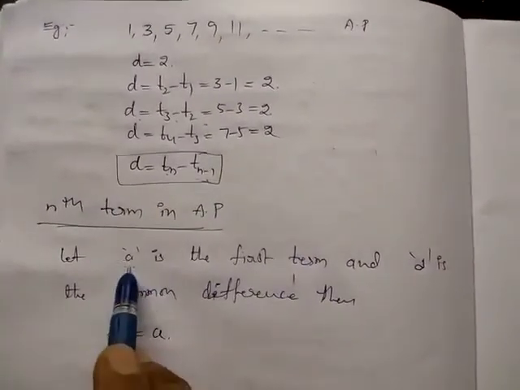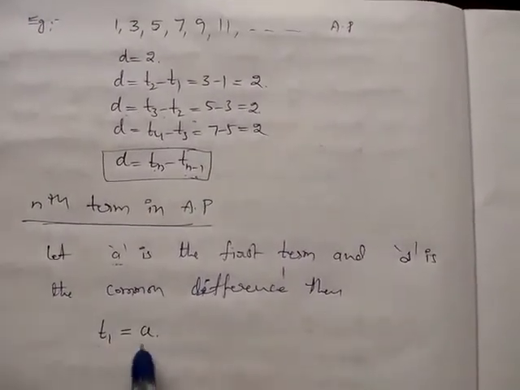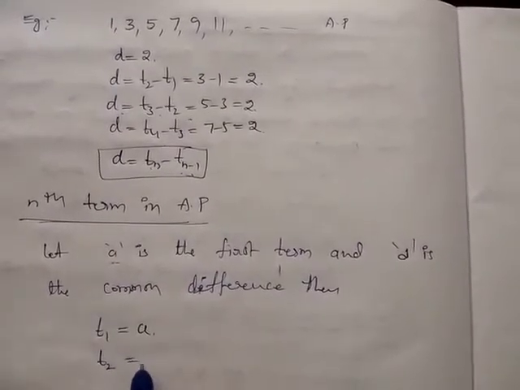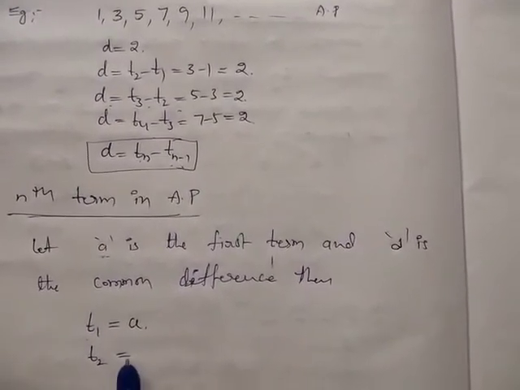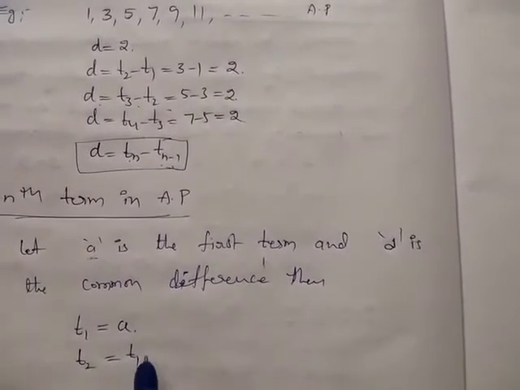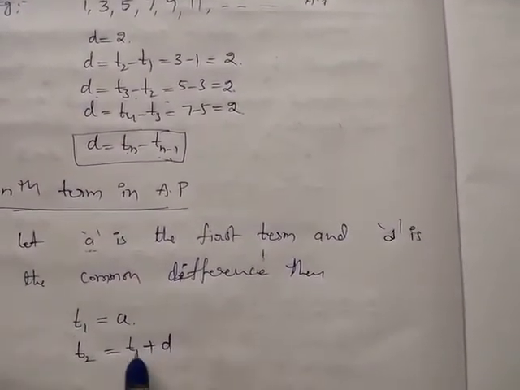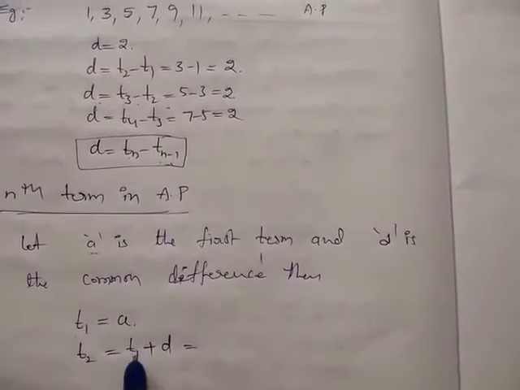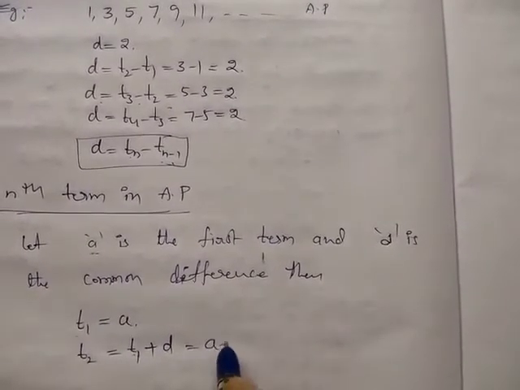Here the first term is represented with a. So T1 is equal to a. How do we get T2? To get the second term, the common difference is added to the first term. T1 plus the common difference, so that equals a plus d.